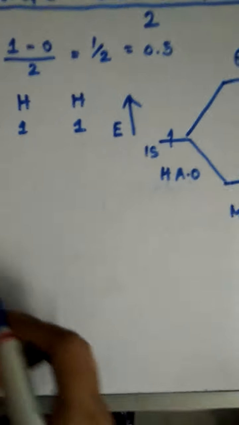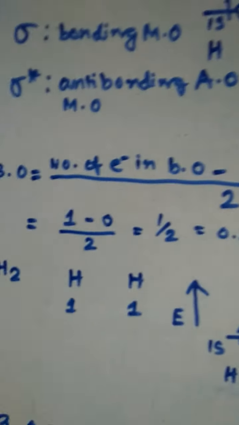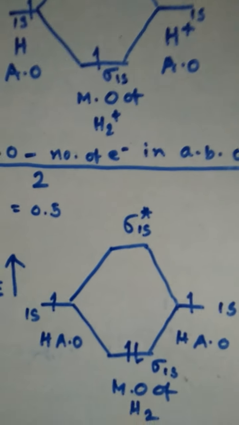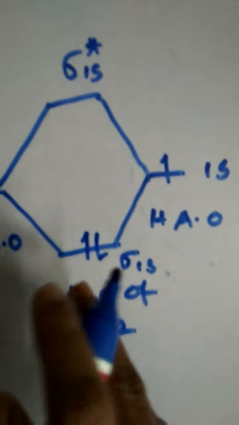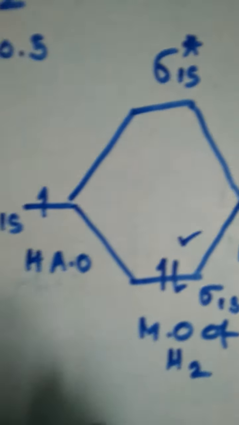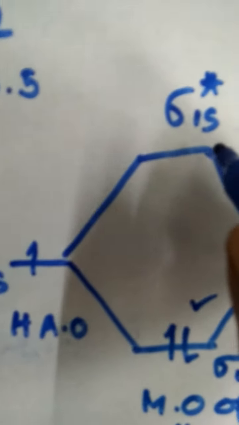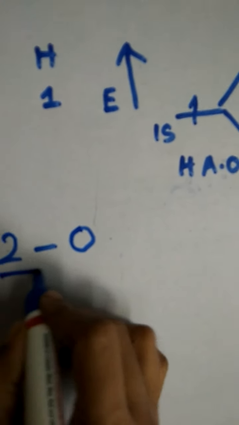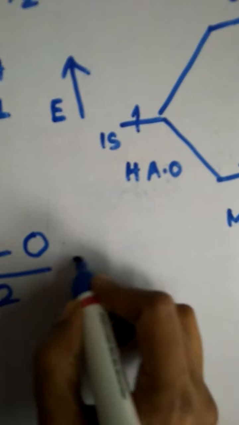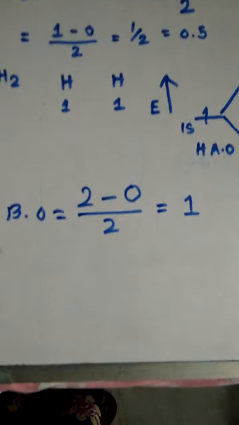So what will be the bond order? Bond order is equal to the number of electrons in the bonding orbital minus the number of electrons in the anti-bonding orbital, divided by 2. Here in the bonding orbital you have 2 electrons, so I am writing 2 minus no electrons in the anti-bonding orbital, so this is 0. Now this divided by 2 is equal to 1. So the bond order for hydrogen is 1.